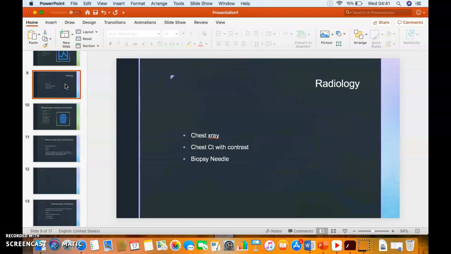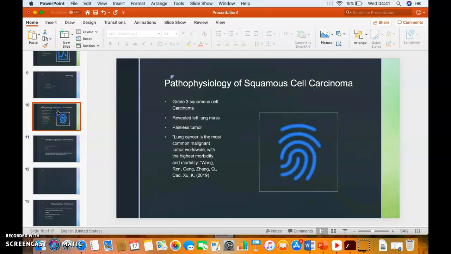The radiology tests that were done in the emergency department were a chest x-ray and a chest CT with contrast, and in the end a needle biopsy was performed as well.